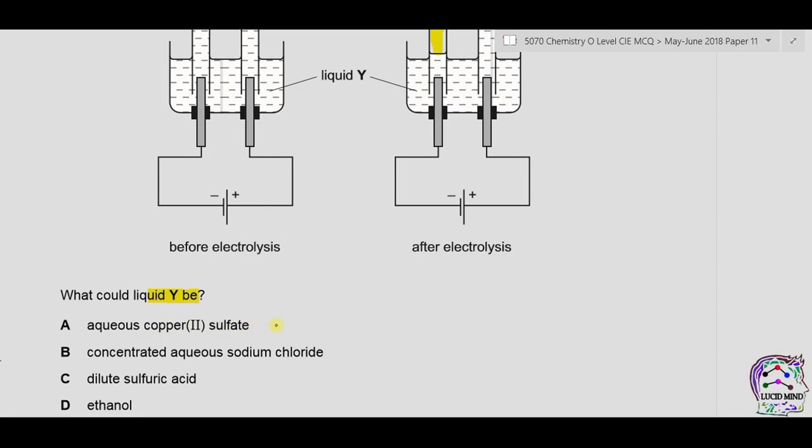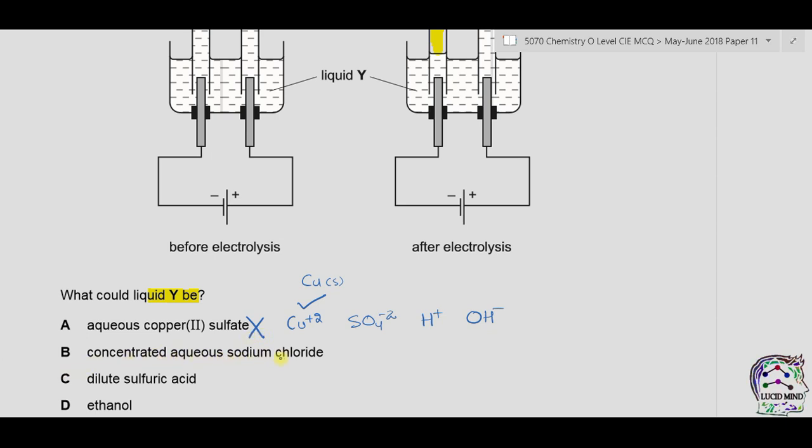In A, we have aqueous copper(II) sulfate. In aqueous copper(II) sulfate, we have Cu2+. We also have sulfate, and as we have water, we have H+ ions and OH- ions. Now among cations, we have Cu2+ and H+, and among these two cations, Cu2+ easily gains electrons as compared to H+. So therefore Cu2+ will be discharged to form copper solid, and as Cu2+ is a cation, it will move towards the cathode to form copper solid. No hydrogen gas is formed at the cathode. As in the diagram, we have seen that at both electrodes gas was formed, so therefore A is incorrect.